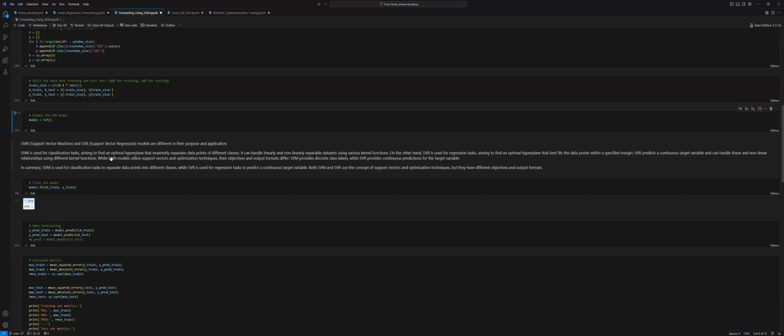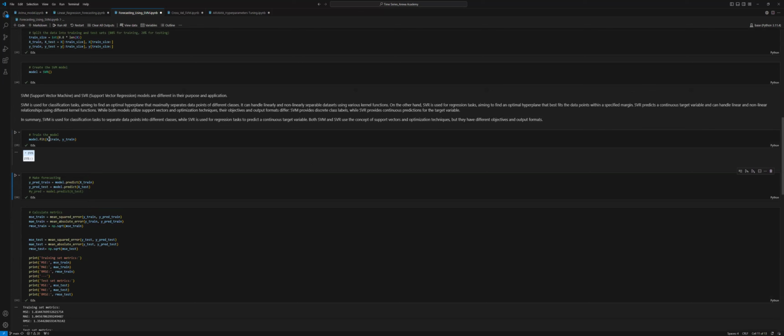But in this case, we are working on univariate time series forecasting. So now we train our model. We are using X train, Y train.